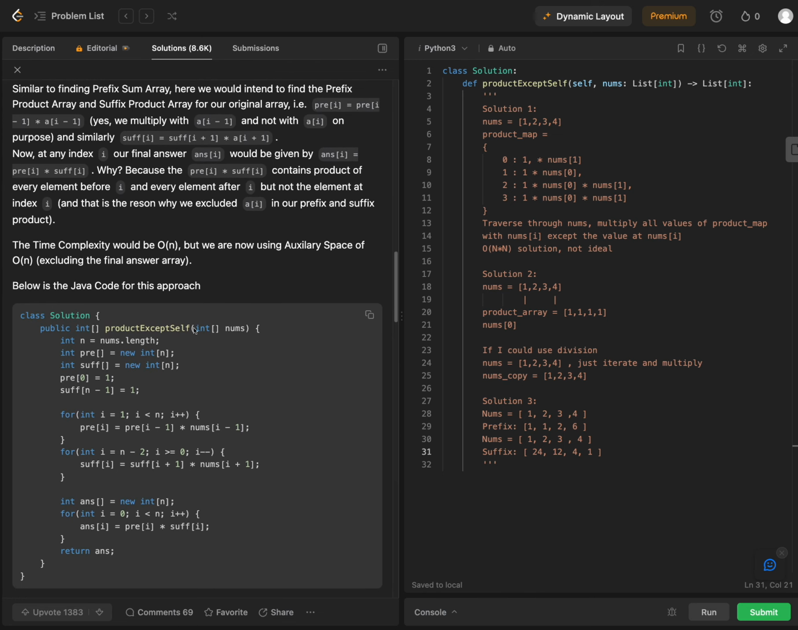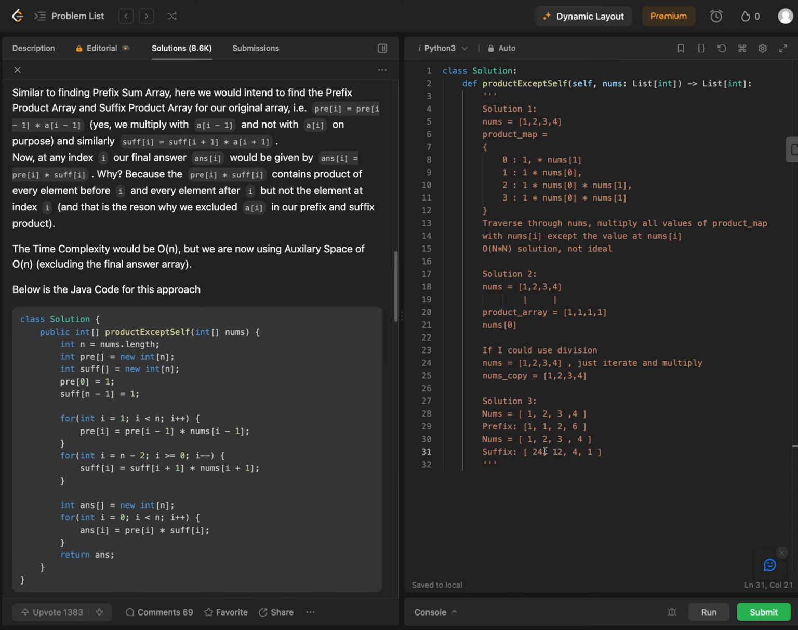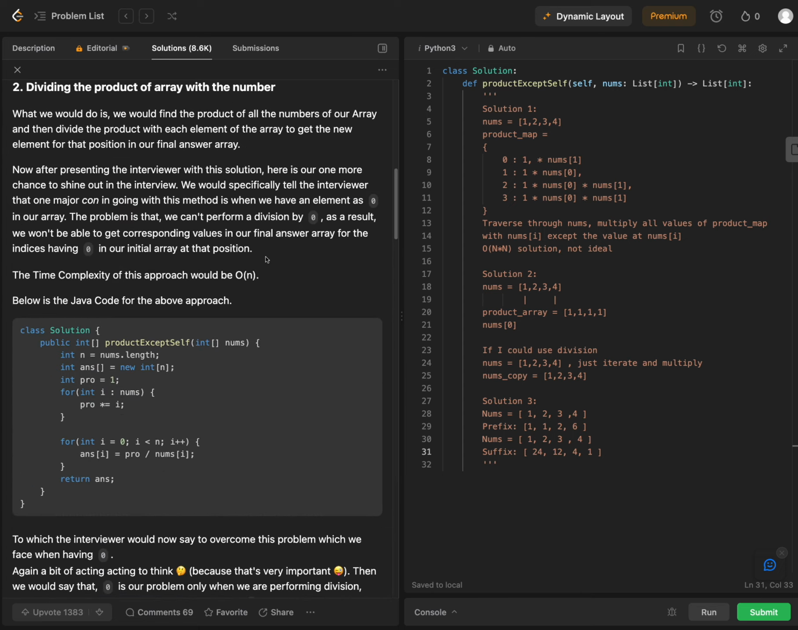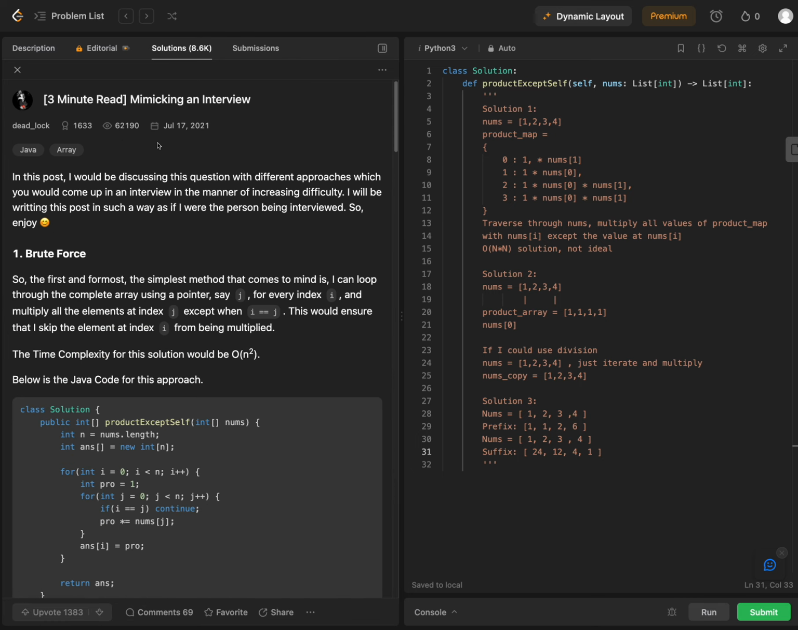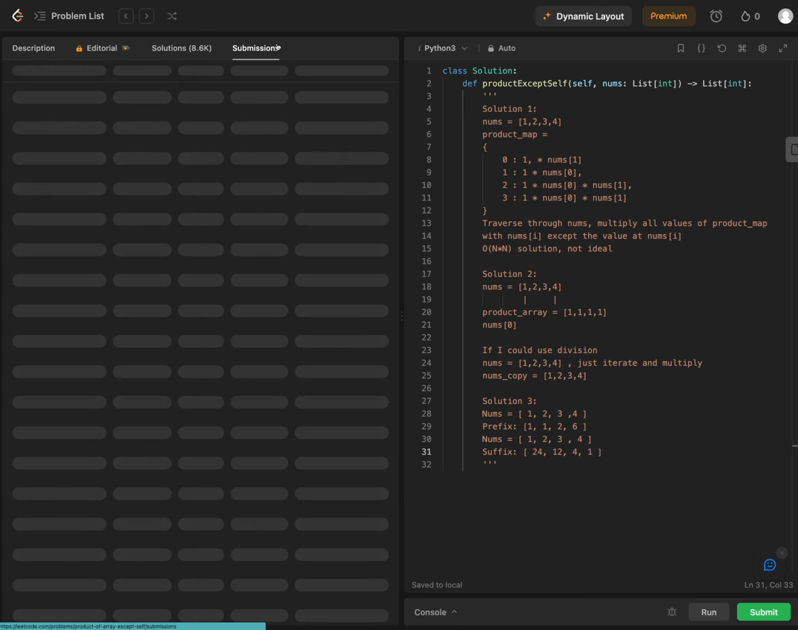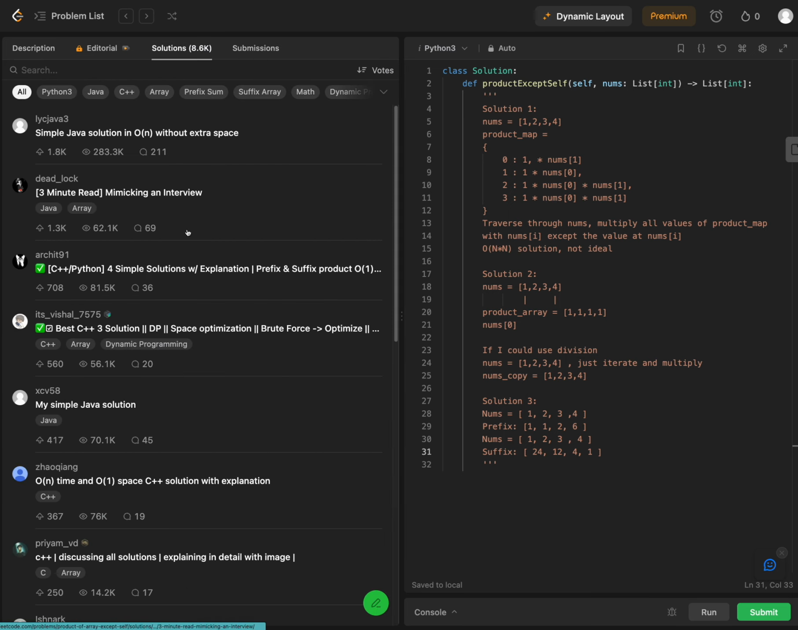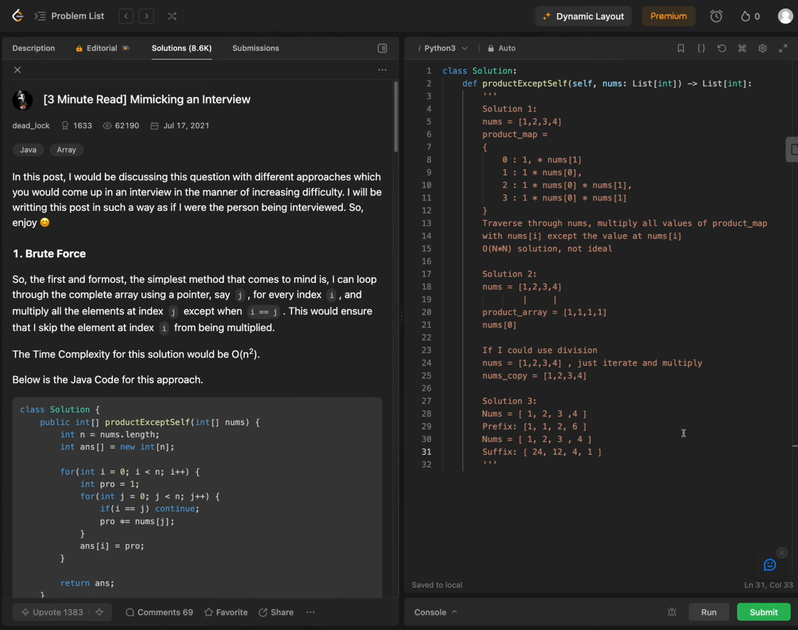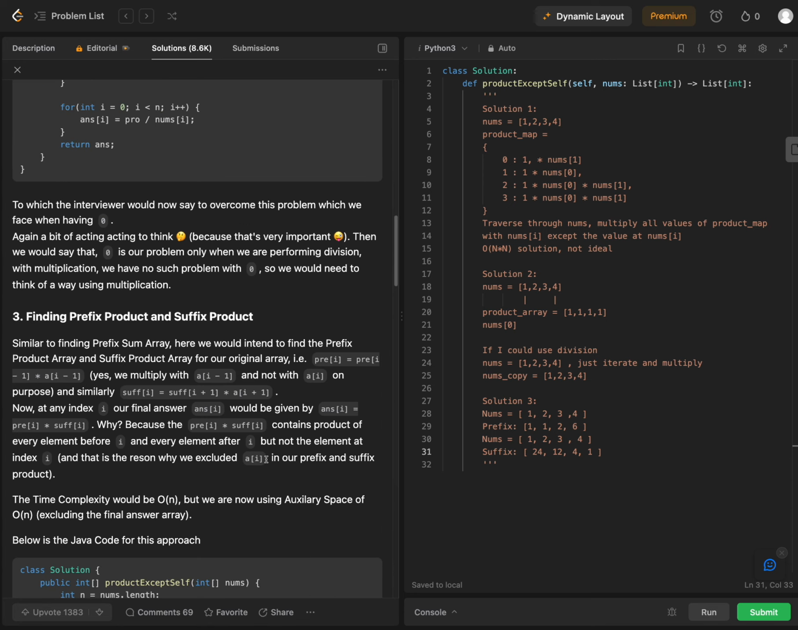And then eventually when you multiply these two values together, prefix and suffix, 24, 12, 8 and 6. Is that the answer? Yes. How the heck do we even... Wow, I'm stunned.